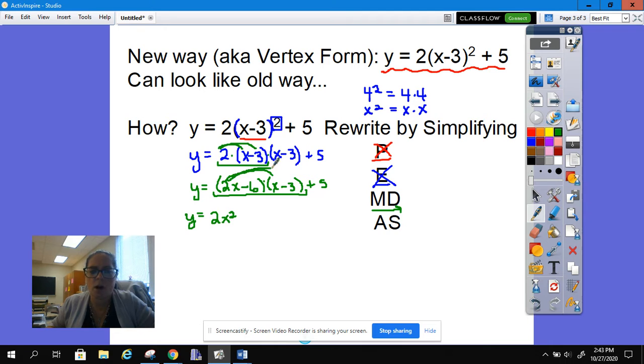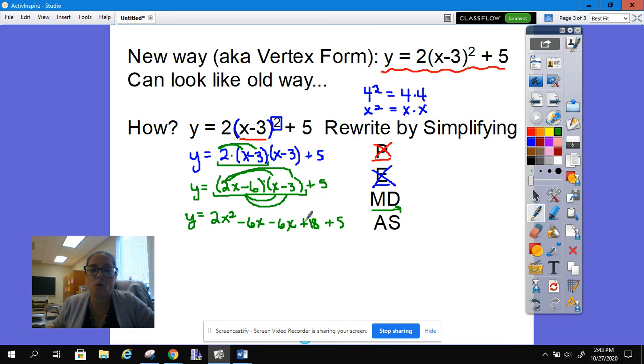A 2x all the way back here times a negative 3 is a negative 6x. Then I'm going to take the negative 6 and multiply it through. This is something that's very familiar to you. And a negative 6 times a negative 3, which makes a positive 18. Bring down that plus 5, I've done nothing with.